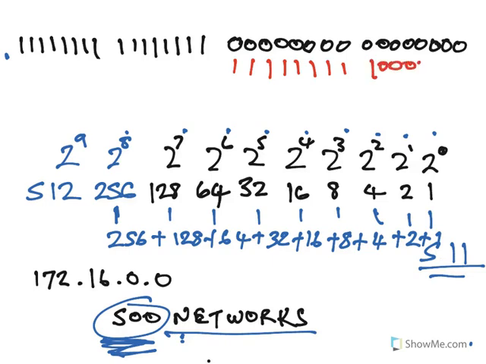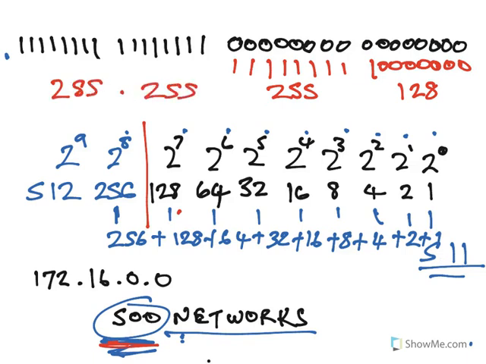And whatever's left stays zeros. All ones in an octet obviously equate to 255, and with 1 in the first bit of the next octet, that gives you 128. So our subnet mask here for 500 networks becomes 255.255.255.128. And it's literally that simple.